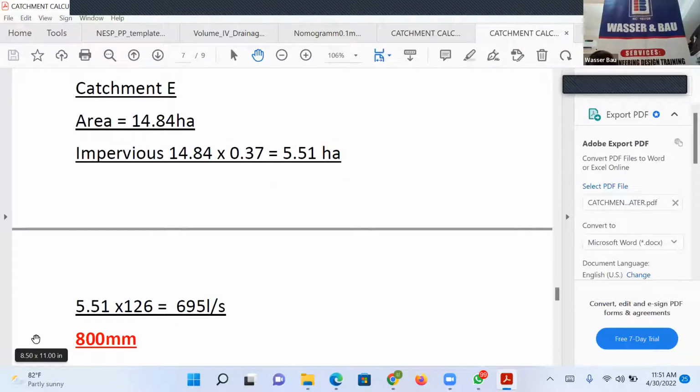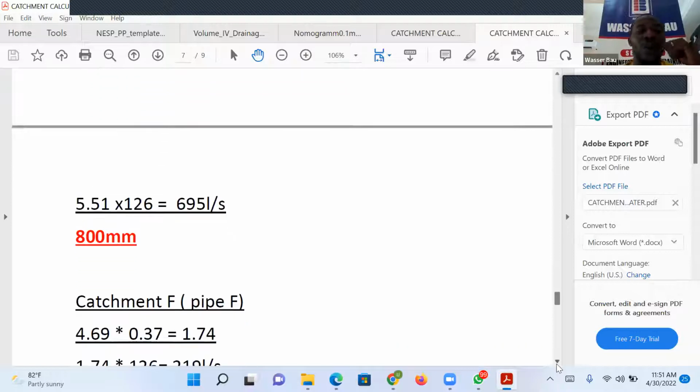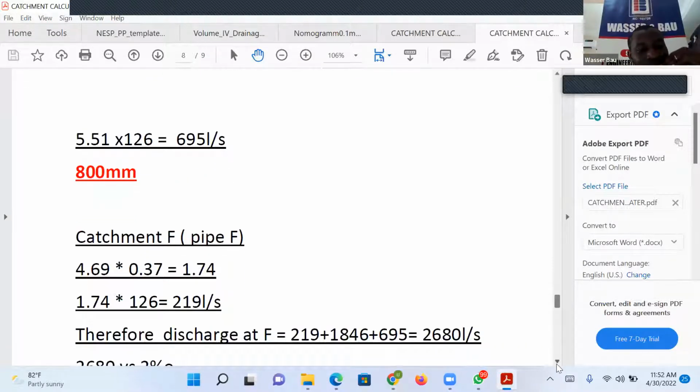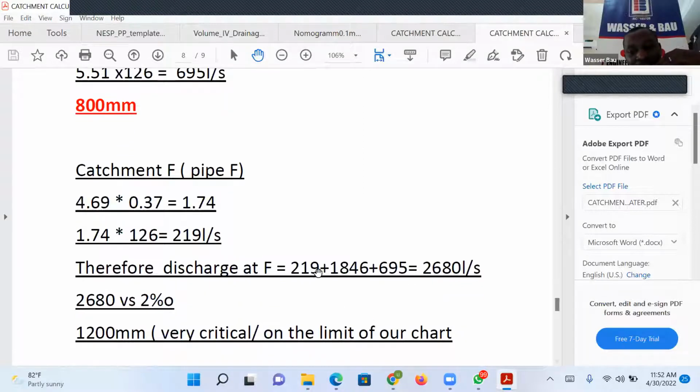But remember, this 800 mm is for the circular drain, pipe drain. If it's a trapezoidal, V, or U channel, there's a different chart to use. You cannot use this same chart, right? Unless we get the value, we now go and decide what size to convey it. So we'll go to the big one. Catchment F will now be itself plus the previous ones plus this one to give you this, giving me 1,200.